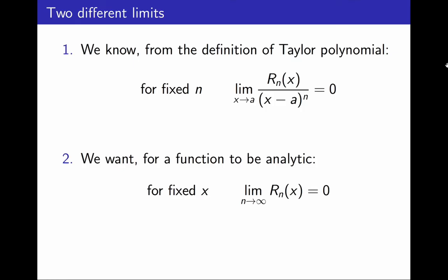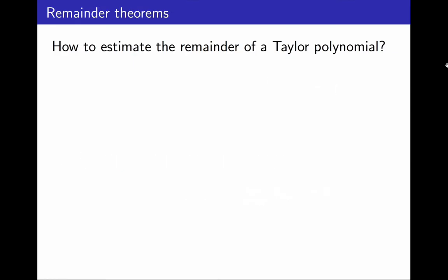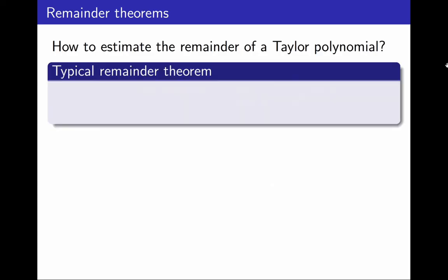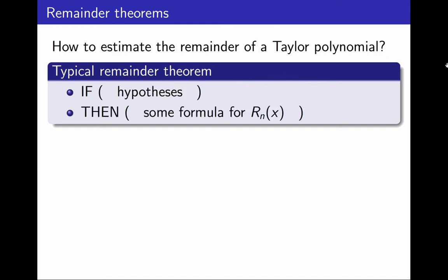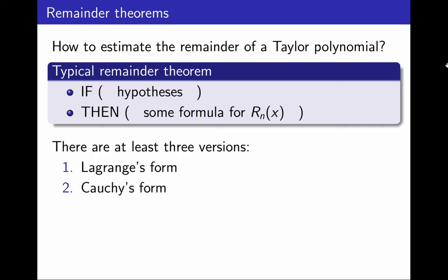Okay then, to prove the limit of the remainders is 0, it will help to estimate the remainders. There is a perfect tool for this purpose, the Remainder Theorems. I say theorems in plural because they are a family of theorems. They are all very similar. A typical Remainder Theorem has this form: if some hypotheses are true, then we get some formula for the remainder. There are at least 3 common versions of the Remainder Theorem: Lagrange's form, Cauchy's form, and the integral form. They each give a different looking formula, but for our purposes they are interchangeable. They all allow us to estimate the remainders and to prove that functions are analytic.